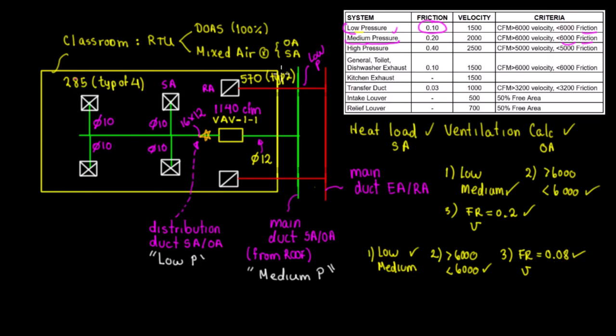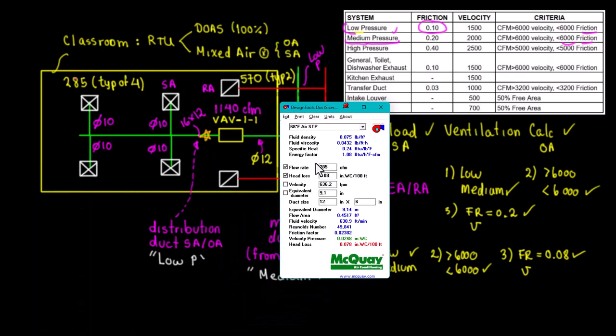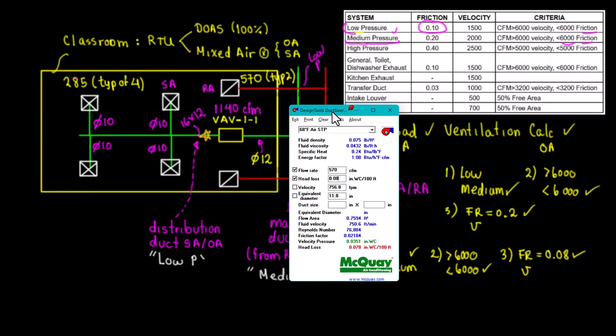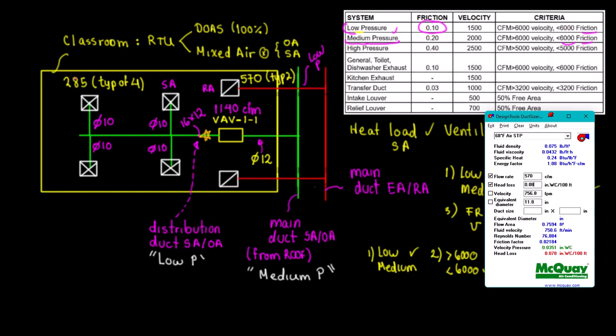All right, so let's bring the ductulator in here. I'm going to clear units, and then this is 570, and then friction rate, that's 0.08. All right, so my diameter, because it's just one duct, is 11.8. Technically it's a 12. I'm going to have a 12 round duct. There we go. I'm going to put in here 12, and since this is the same, it's going to be a 12. Okay, easy peasy.